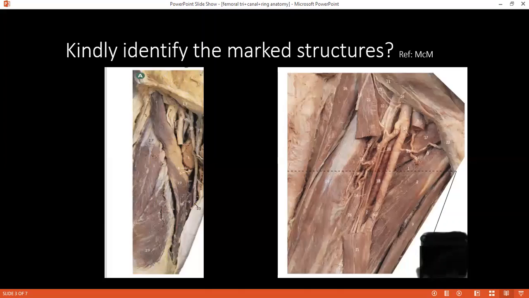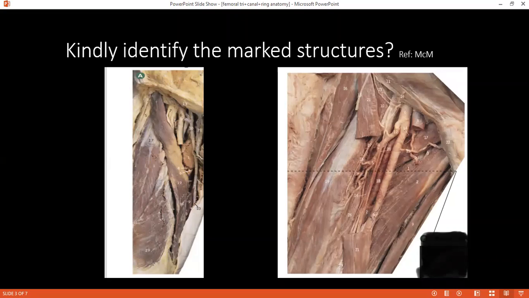Good. Can you tell me what you understand by the term vascular lacuna and muscular lacuna? Yes, ma'am. This is present below and behind the inguinal ligament. The vascular lacuna is the medial part of the lacuna. It contains the deep inguinal ring, the femoral vein, the femoral artery, and the genital branch of the genitofemoral nerve. Yes. And the lateral lacuna contains the femoral nerve, the iliopsoas muscle, and the lateral femoral cutaneous nerve.